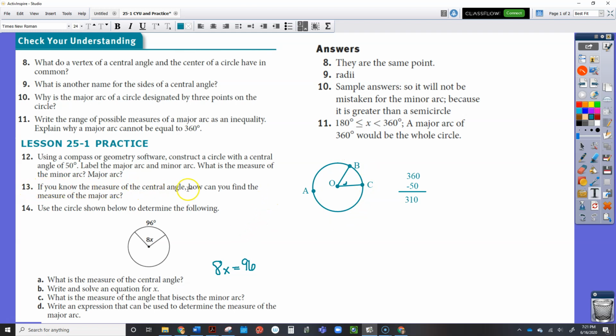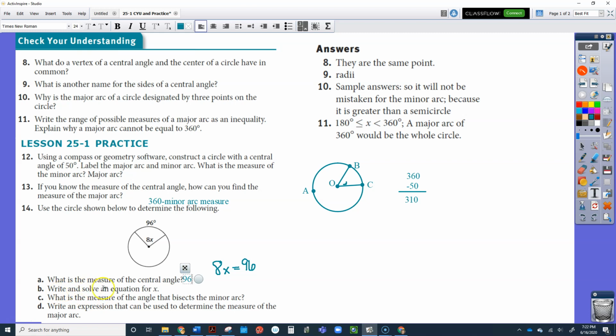If you know the measure of the central angle, how can you find the measure of the major arc? That one was 360 minus the minor arc measure. Okay, use this circle down here. What is the measure of the central angle? If the arc is 96, then the central angle is 96.